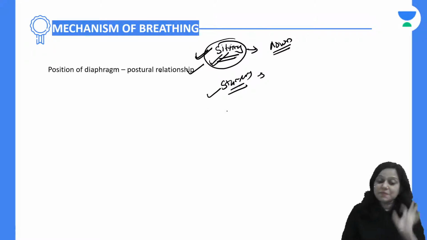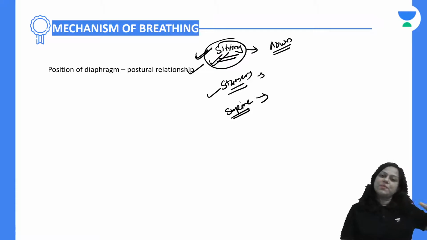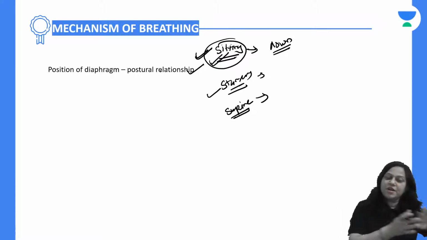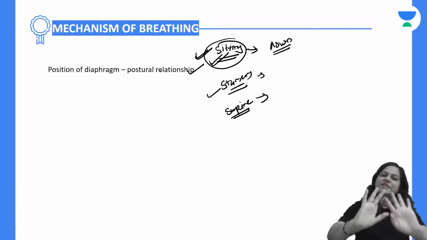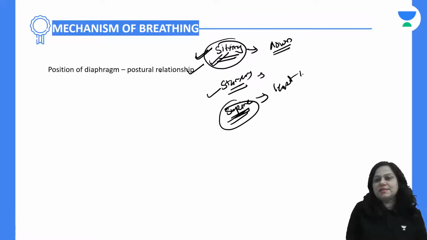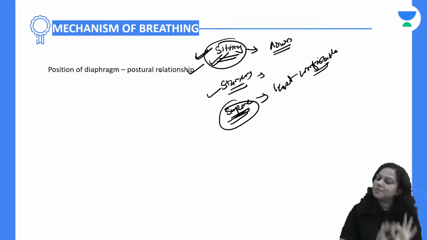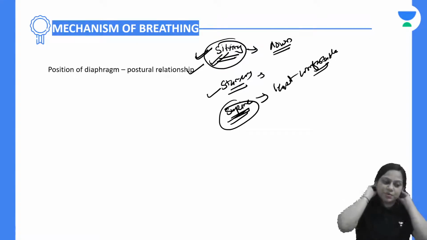Then the least comfortable position is supine. The reason is that in the supine position, the diaphragm moves upward, and the abdominal contents will push the diaphragm upward. So the supine position is the least comfortable position. The most comfortable position is the sitting position.